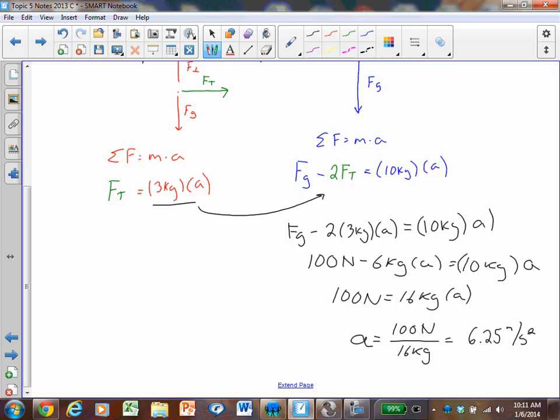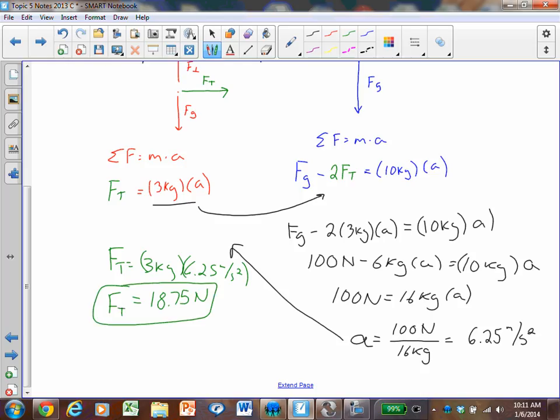And then once you have A, you can go back over here and get Ft. Ft is 3 kilograms times the 6.25 meters per second squared, or 18.75, right? 18.75 newtons. Okay?